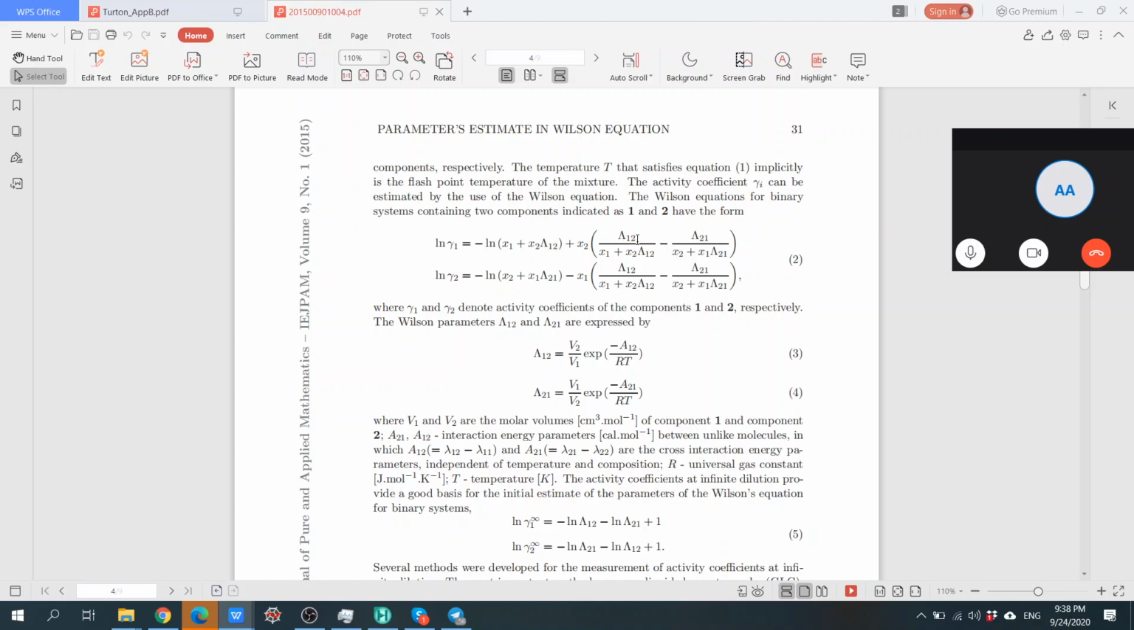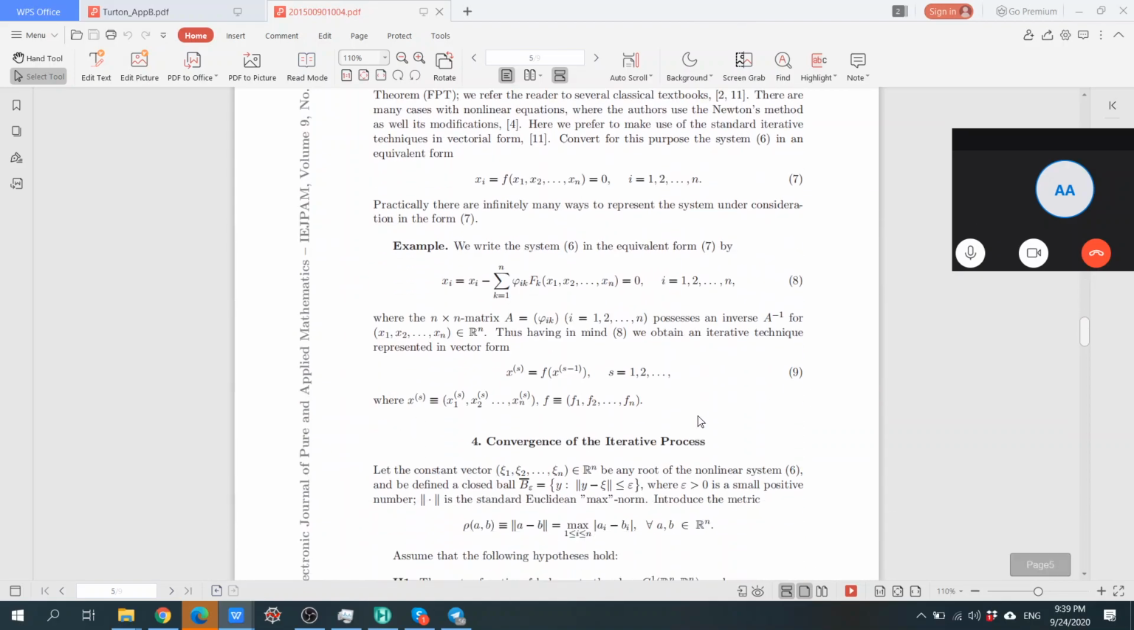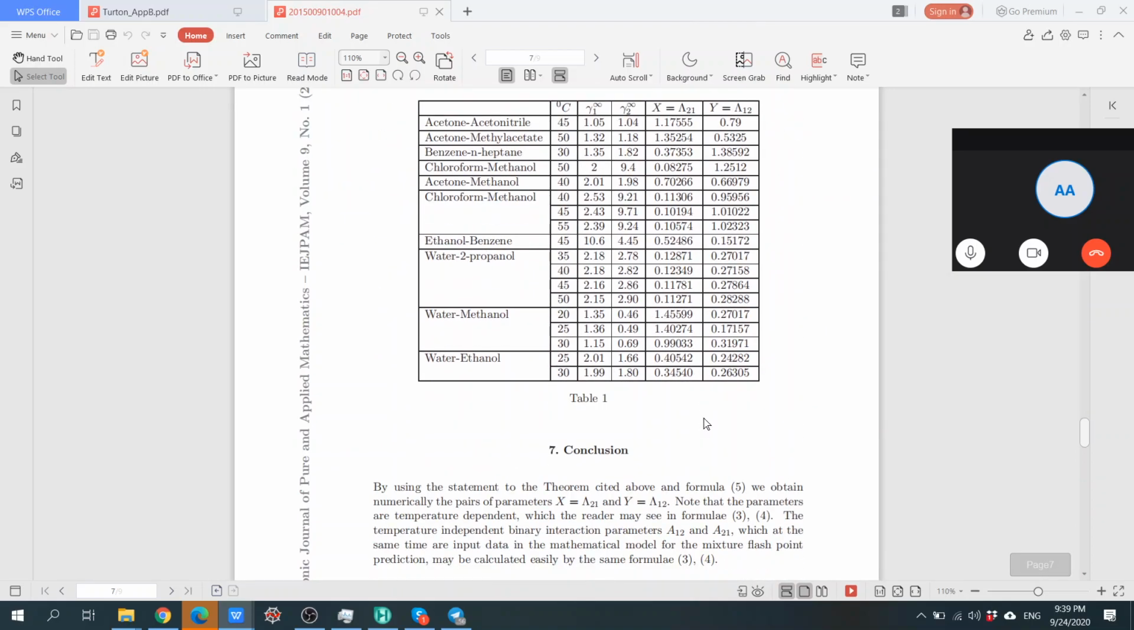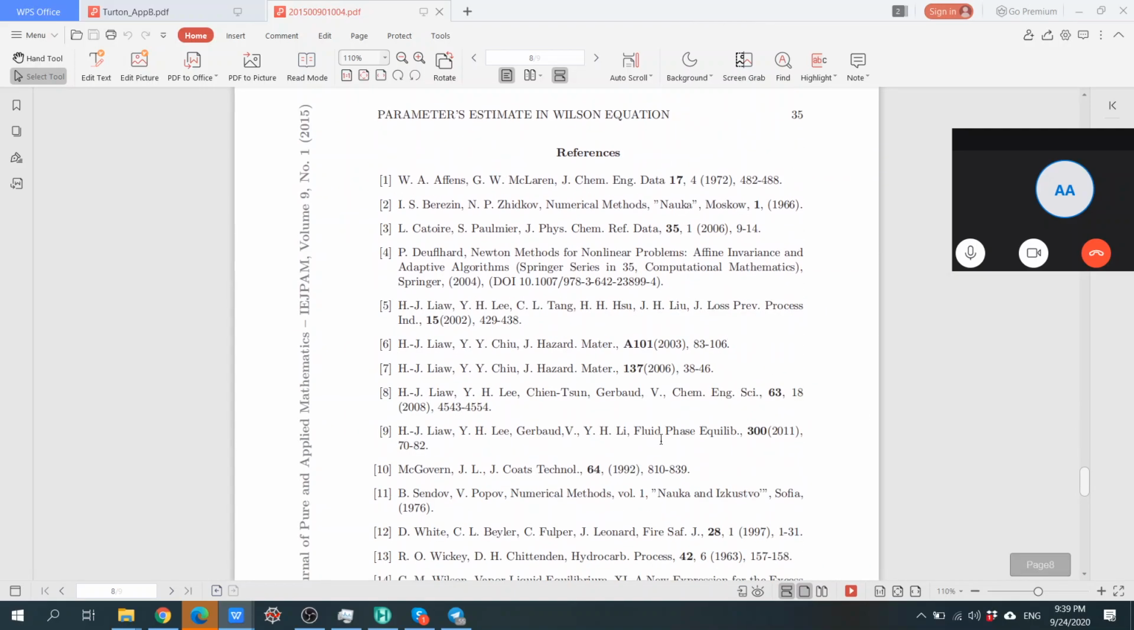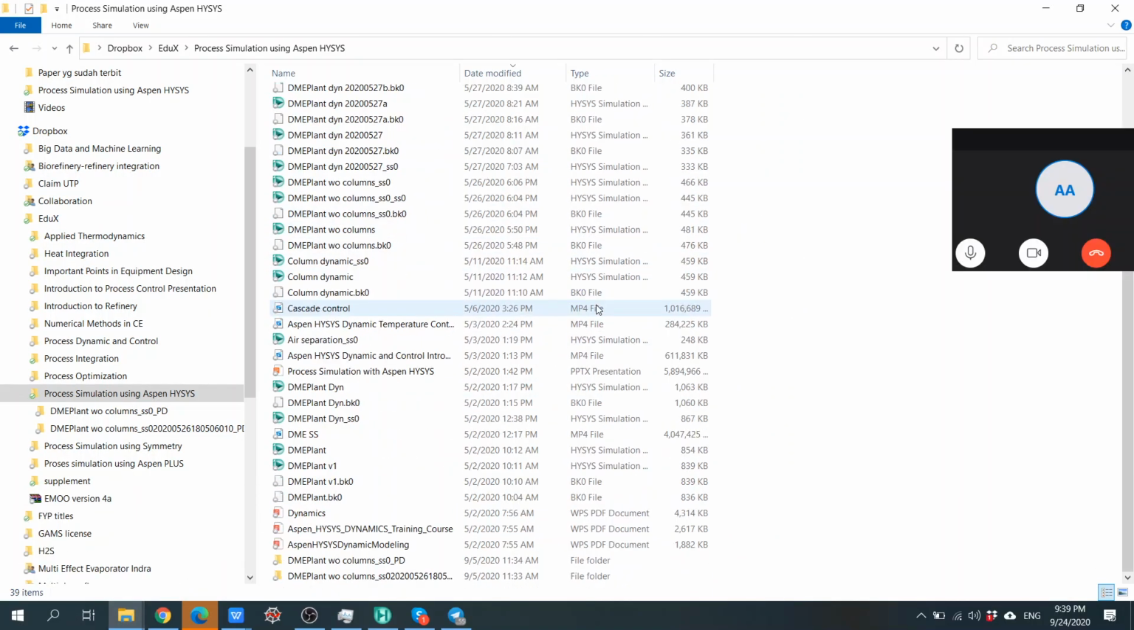Lambda 1,2 means lambda of component 1 and component 2. And then this lambda 2,1, lambda component 2 and component 1. Okay. And then they have another expression. And then they will do all of these 6 equations, and then they will try to fit the VLE.